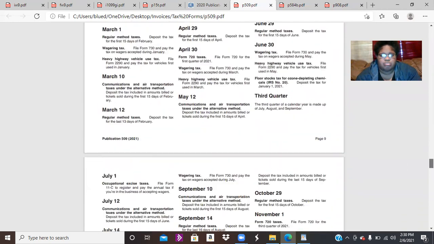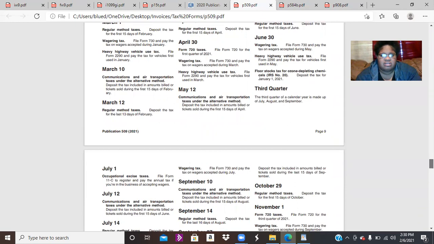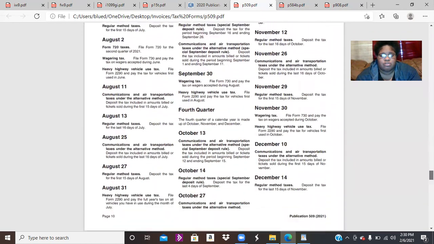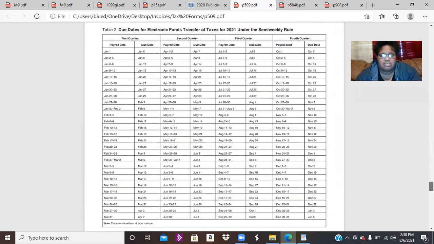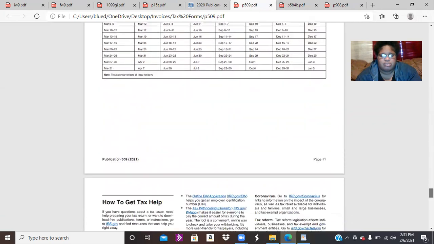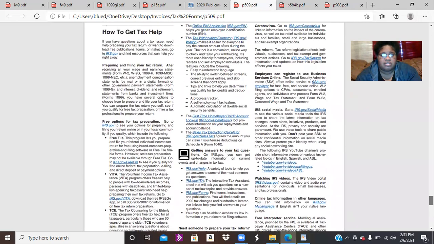So this basically just breaks them down, kind of tells you what forms you need to be filing during certain months in the quarter and things like that. It breaks down your paydays, your payroll dates, all of that. So depending on how you're paying your people, this would be very, very helpful.